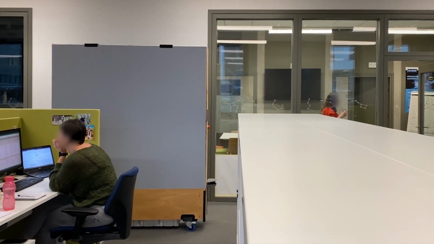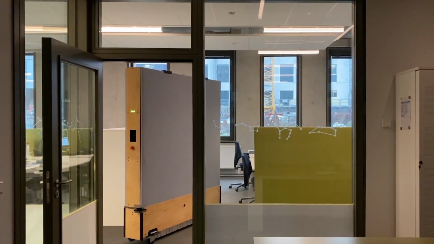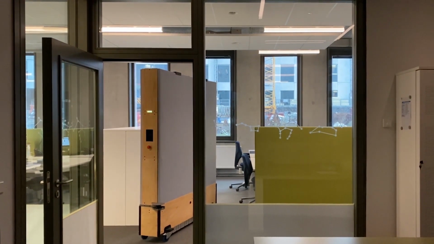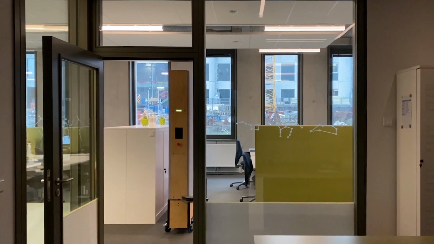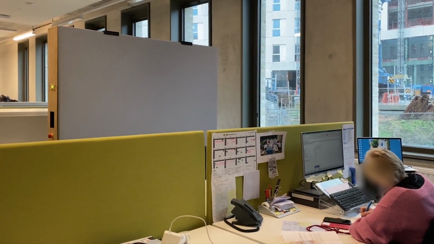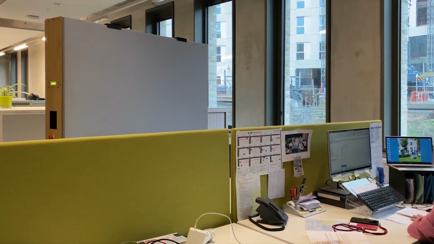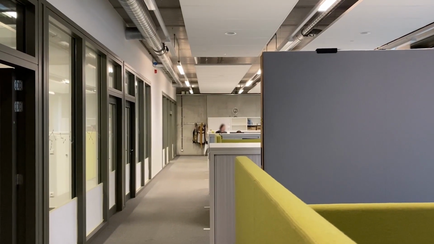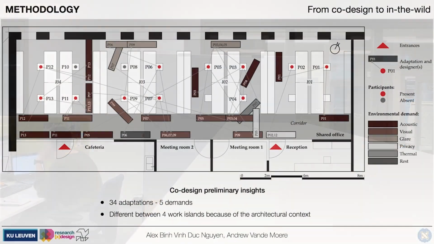The deployment starts with a co-design session with the workers to collect possible locations of the robotic partition, which we called adaptations, and the environmental demands in the office that it could remedy for them. It was then followed with an in-the-wild study, in which the workers could control the robotic partition via an online interface. The data that we collected includes the digital log of the partition and the control interface, observations, questionnaire results, and interview transcripts. Specifically, the co-design session resulted in 34 different adaptations aiming to remedy 5 different environmental demands.